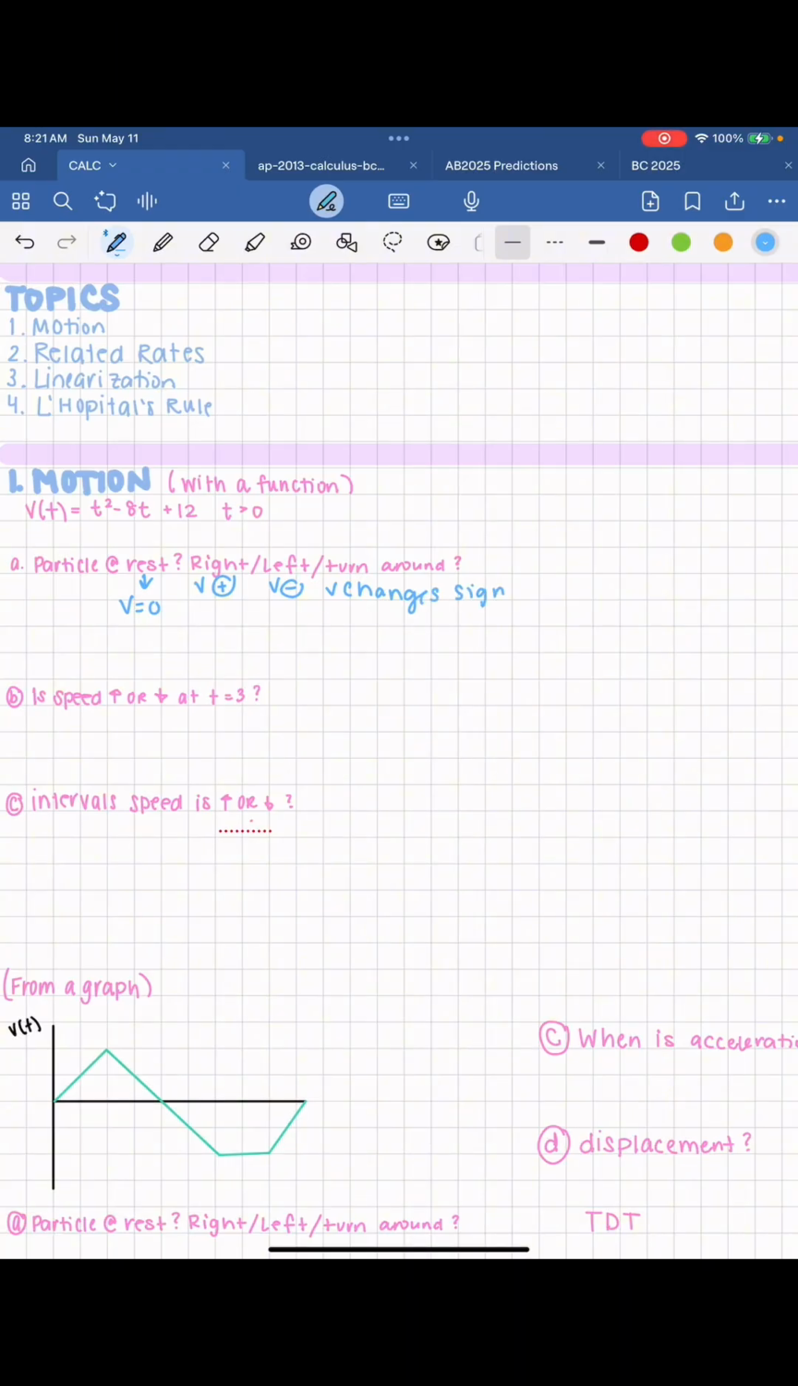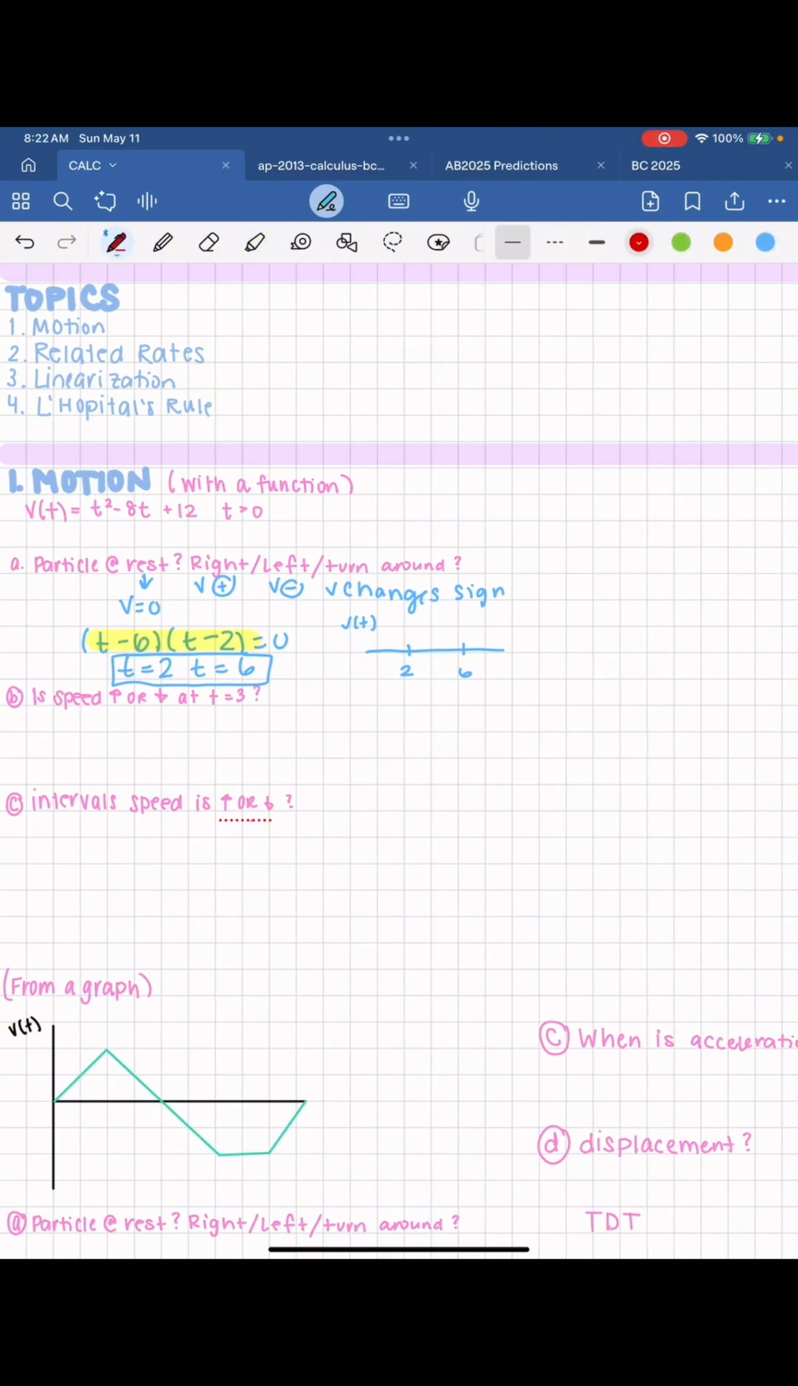This is already the velocity function, so I'm going to factor it, t minus 6, t minus 2, set it equal to 0, and we get 2 and 6. So we are at rest at these points right here. And now if I want to see if we turn around, I'm going to make a number line, and I'm going to plug different values into the velocity function. I like to plug it into the factored form in my class.